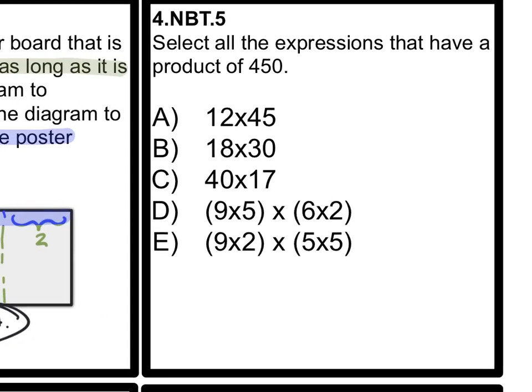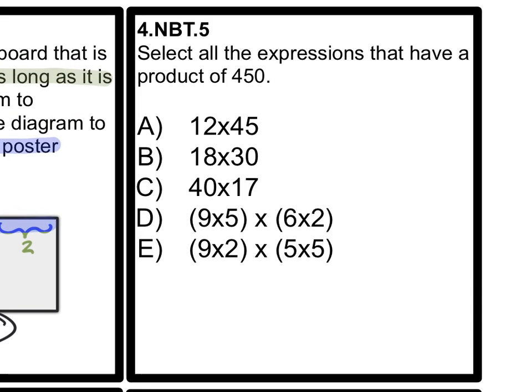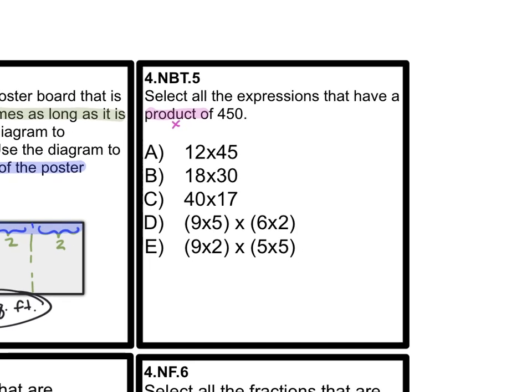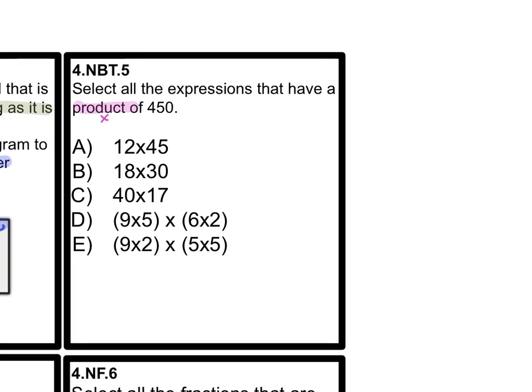Okay. Next problem, select all the expressions that have a product of 450. Product is the answer to a multiplication problem. So basically you've got to multiply all these numbers to figure out which one of these equal 450. I'm going to zoom out and move it over a little bit.